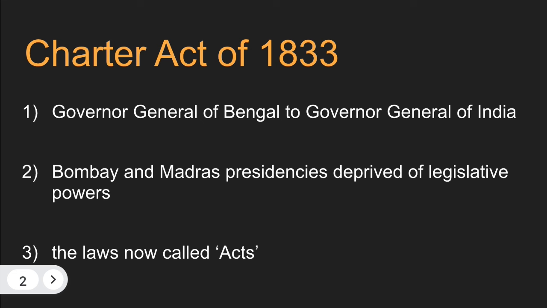Third point is that the laws now are called acts. Before this act, the laws were called regulations, and after this act, laws are called acts. So it is very important, and questions have been repeated multiple times on all these 3 points.